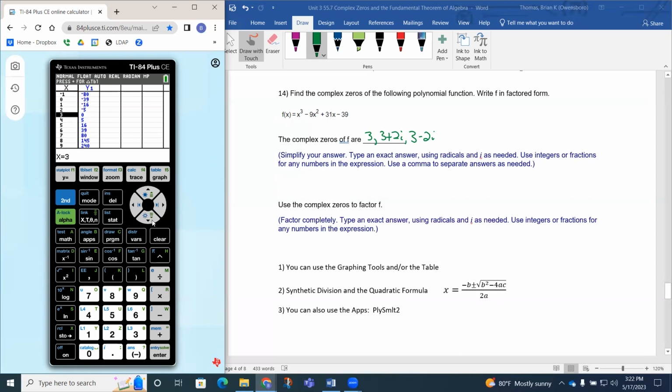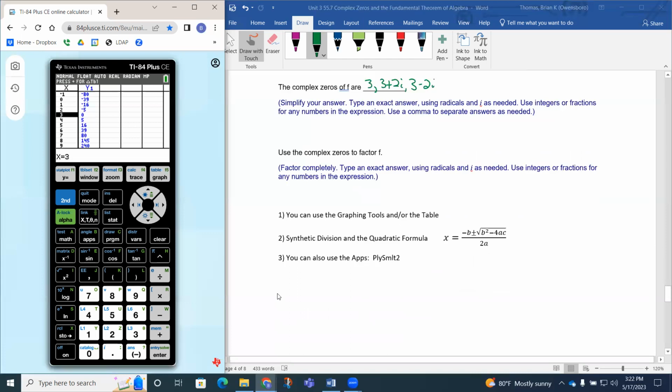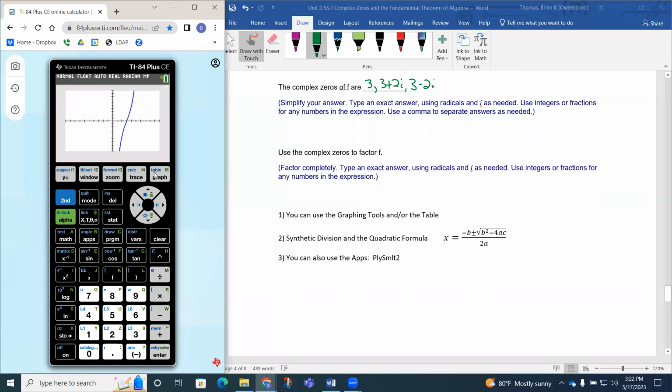If 3 is a zero, I can also look at the graph to see if there's any other real zeros. So hit the graph button. It looks like there's only 1 zero that's real. The other two are probably going to be complex. That's something you can do, look at your graph to see if you need to look any more. It only looks like there's one x-intercept, which means there's only 1 real zero.